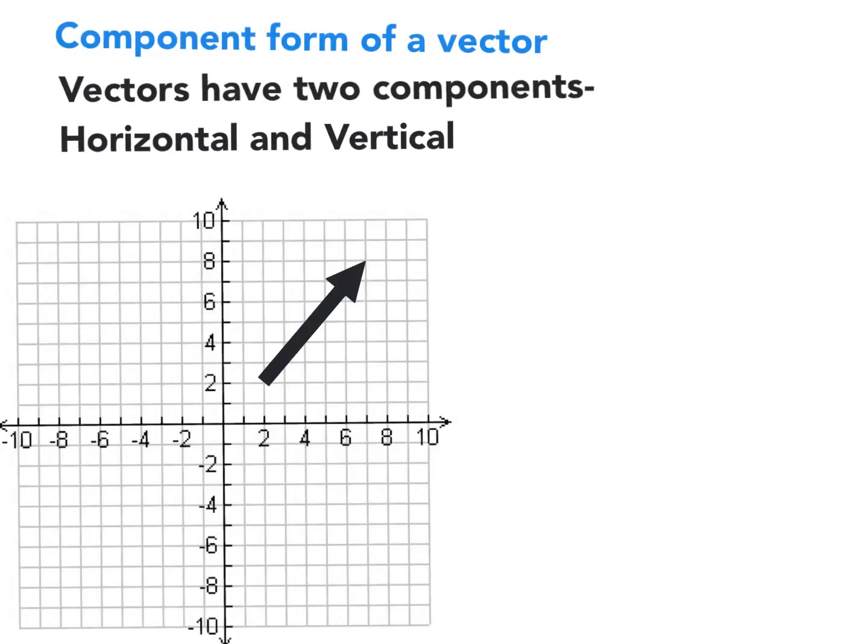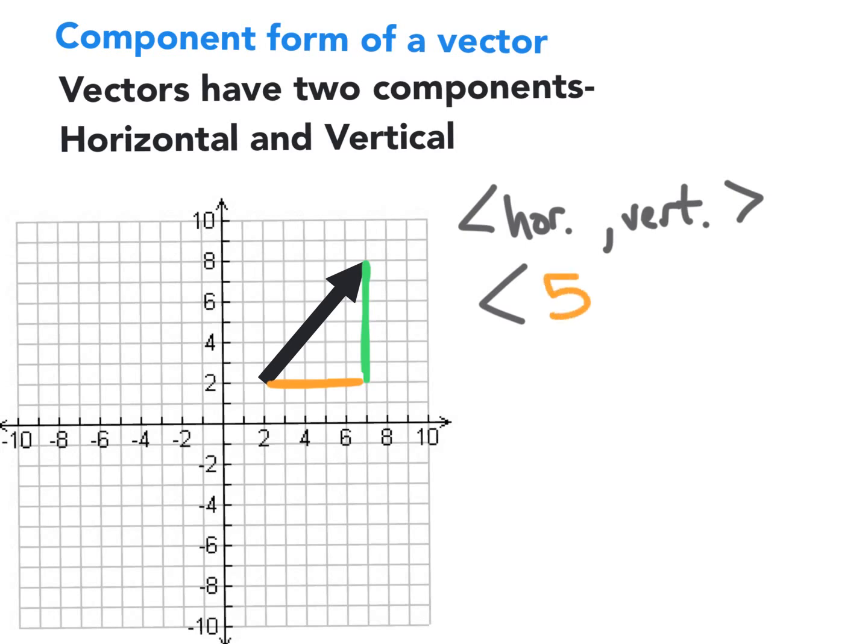Well, to use vectors, it's important to be able to write the component form of a vector. Vectors have two components, a horizontal and a vertical component. And here's how we find those components. You just make a right triangle, and however far it goes in the x direction, that's its horizontal component, and this would be the vertical. So we can see that this goes from 2 to 7, so it has a horizontal component of 5, and then the vertical goes from 2 to 8, so the vertical component is 6.